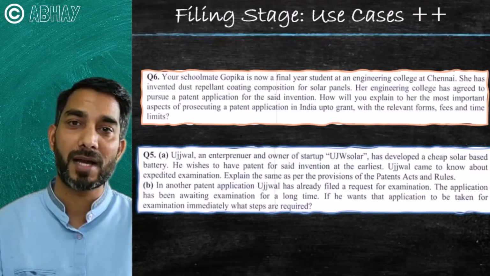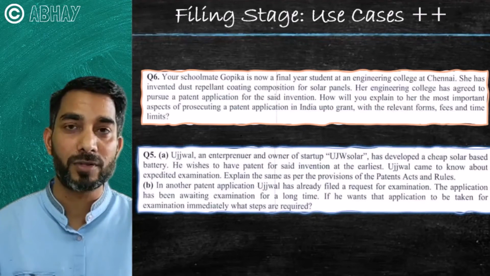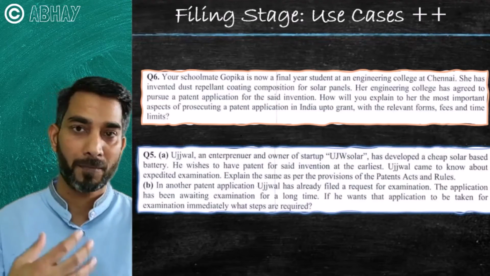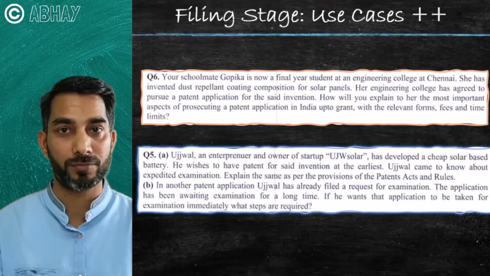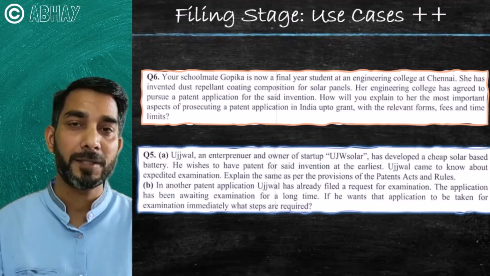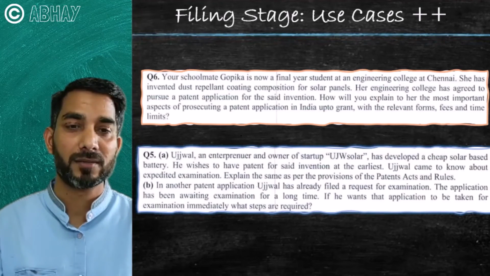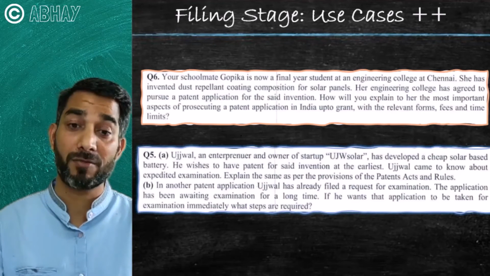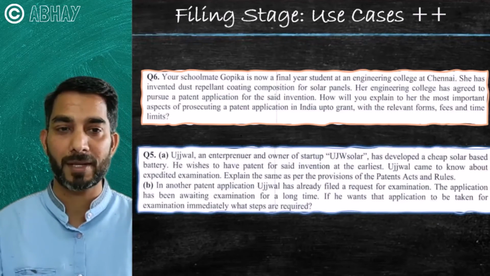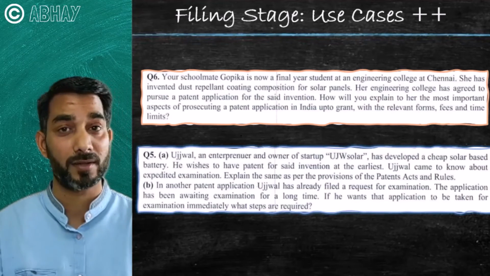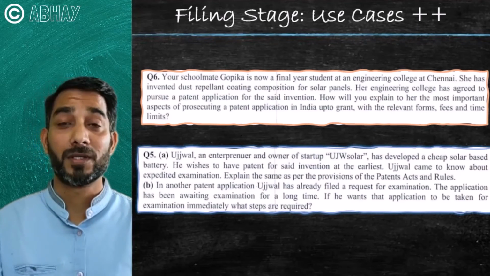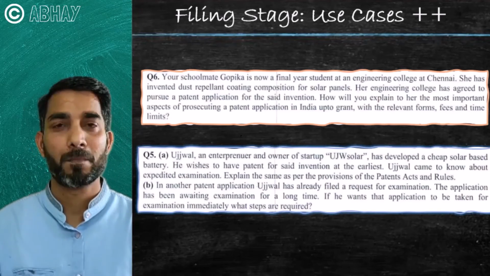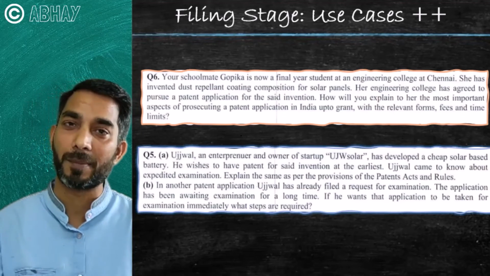So you start this question by describing your understanding of the fact that there is a startup, and because they would want to get the patent at the earliest, what provisions can you take benefit of considering they are a startup. Another section of this question says, what if Ujjwal had already filed a request for examination? The application has been awaiting examination for a long time. If he wants that application to be taken for examination immediately, what steps are required? Simple. The request for examination that was already filed needs to be converted into expedited examination by filing the relevant form and paying the applicable fee.